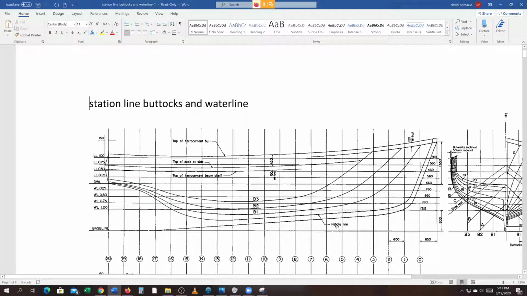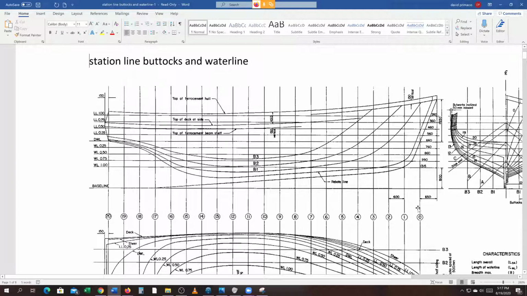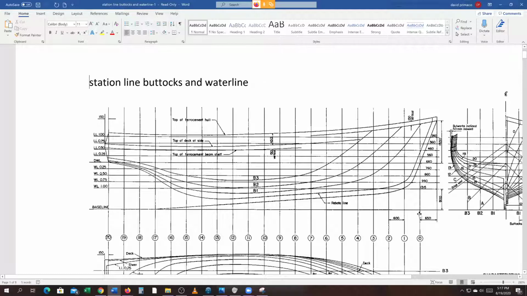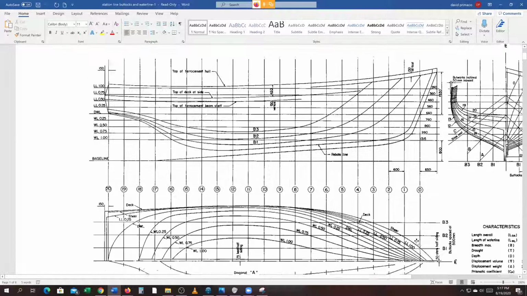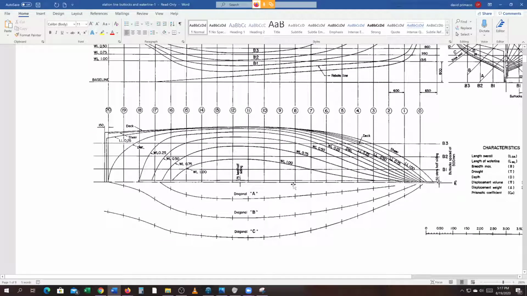And I'm looking for station cuts here. So all these vertical lines are station cuts. And they're saying that every station cut is at 650, probably millimeters in this case. Or centimeters probably.